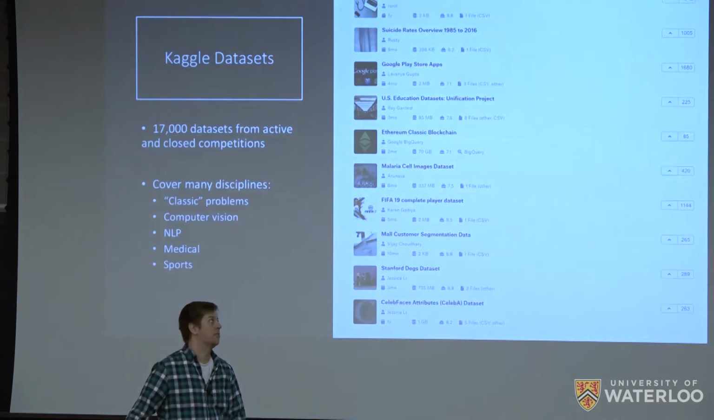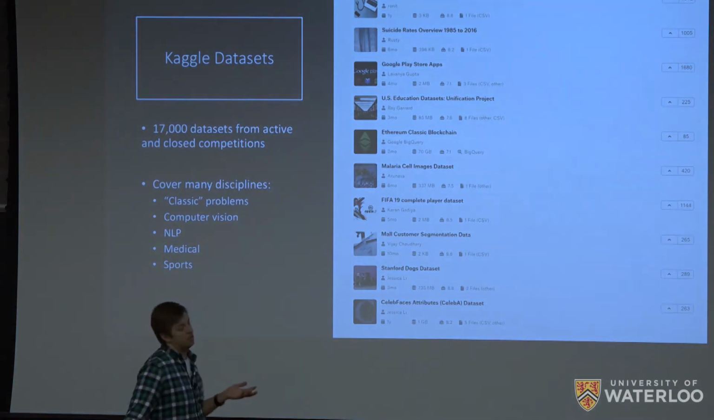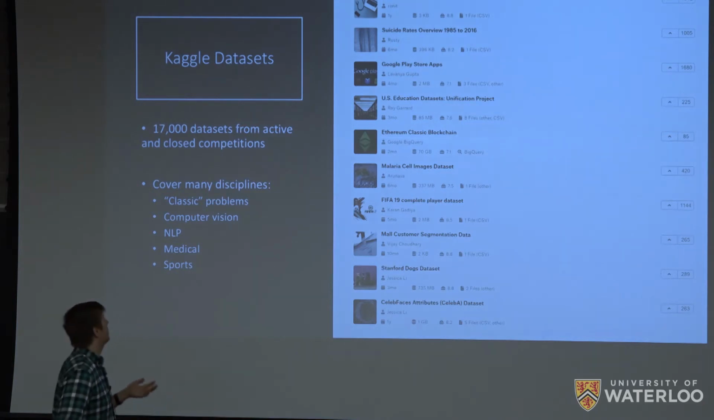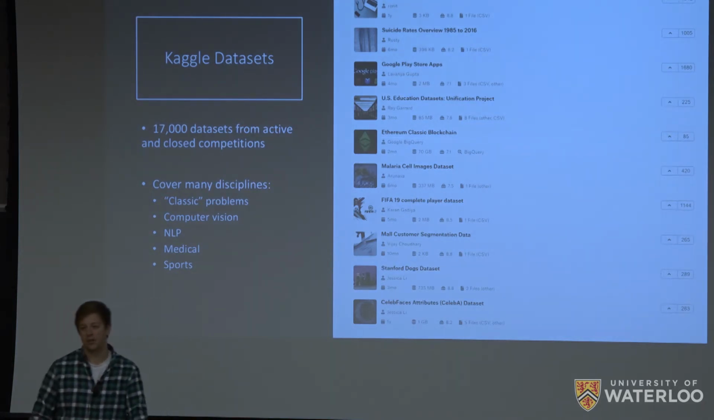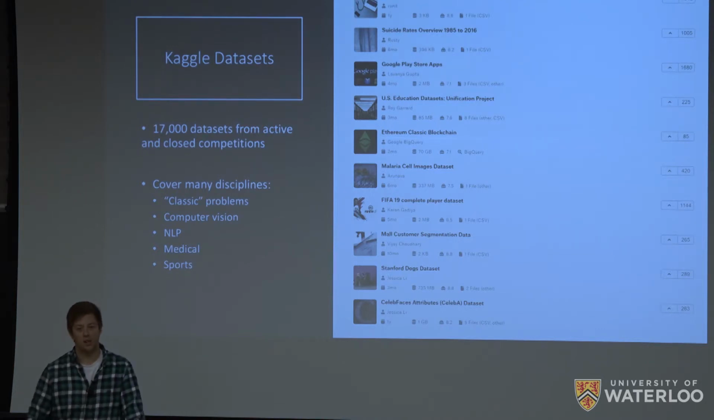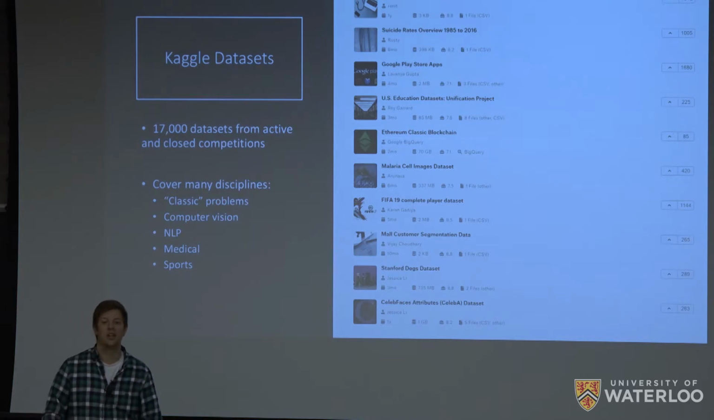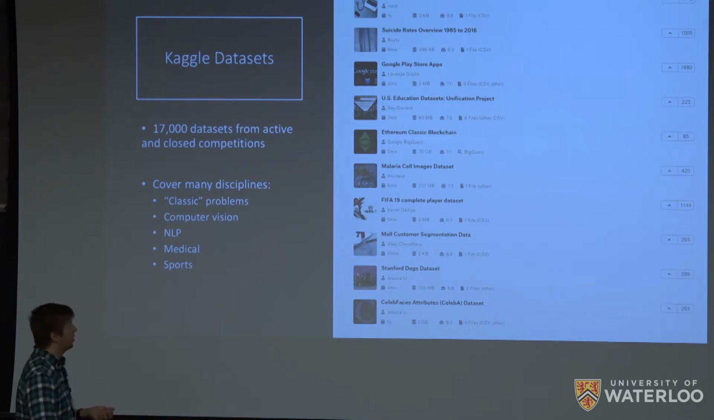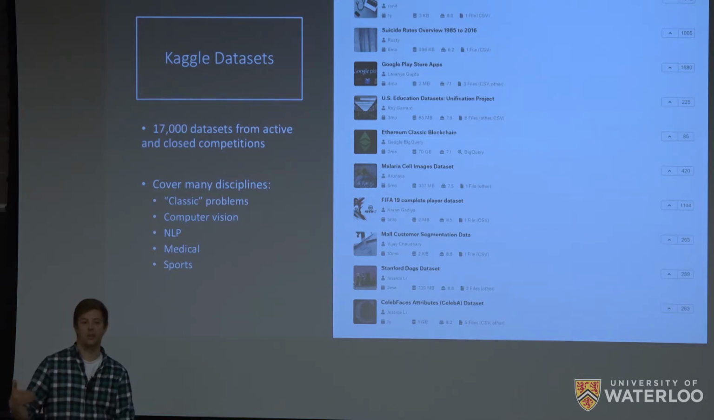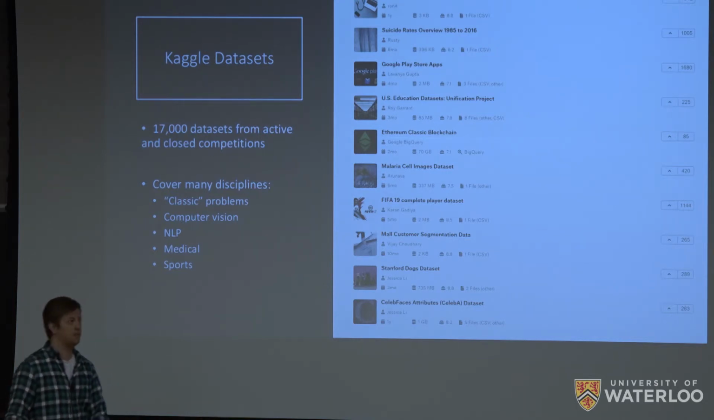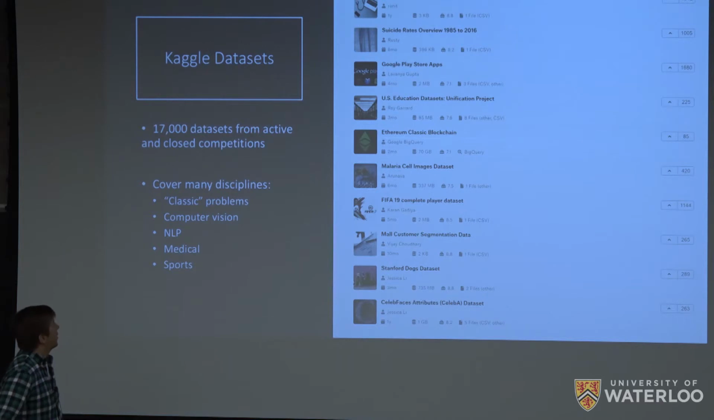And then finally, the most useful thing for you guys is going to be their data sets. So they maintain almost 17,000 data sets from current and closed competitions. So even after a competition is finished and you can no longer enter predictions for money, you can still go and download that data set and then submit your predictions to their evaluation algorithm, which will tell you how well your algorithm did on that data.